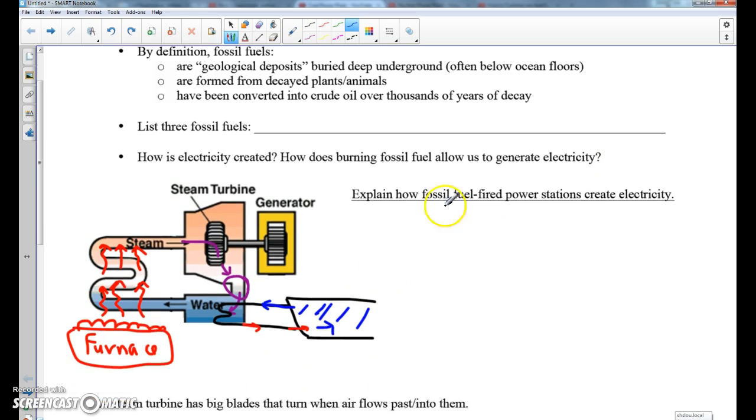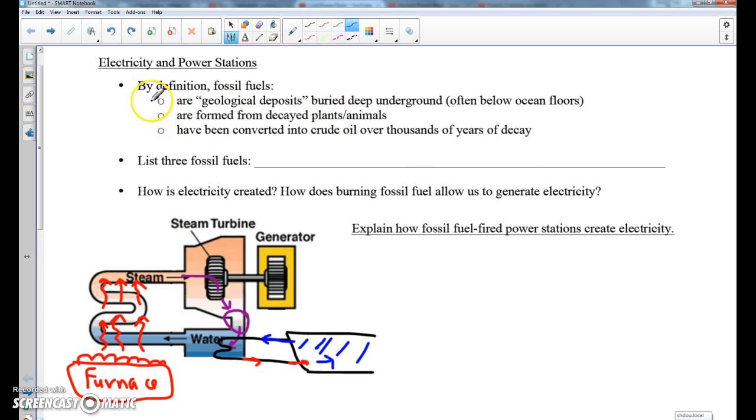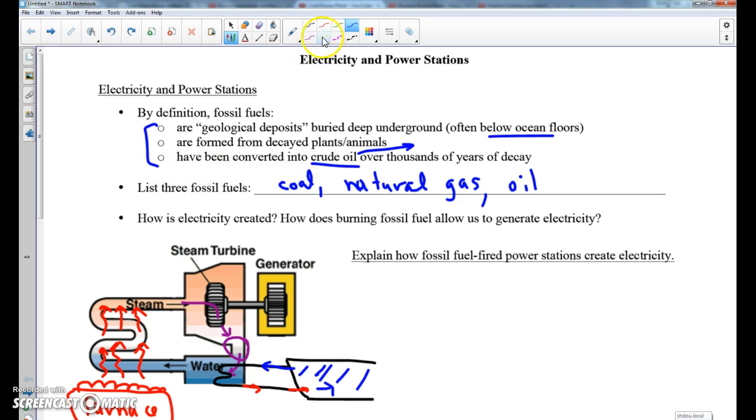So what I want you to do is explain fossil fuels. By the way, here is what fossil fuels are. Read over this definition. You're a plant, you die, you decay, you become buried over lots of time. You become buried maybe below the ocean floor or somewhere else, and then thousands of years convert you into crude oil. That's one of the ways that fossil fuels are generated. It doesn't have to be crude oil. It could be coal. Natural gas comes about from this process. So your three fossil fuels are coal, natural gas, and oil. You've probably heard of those.